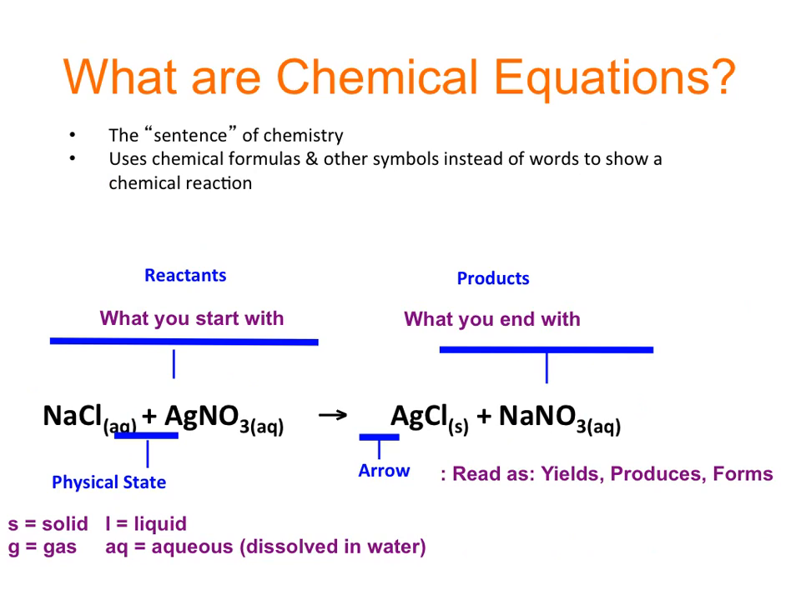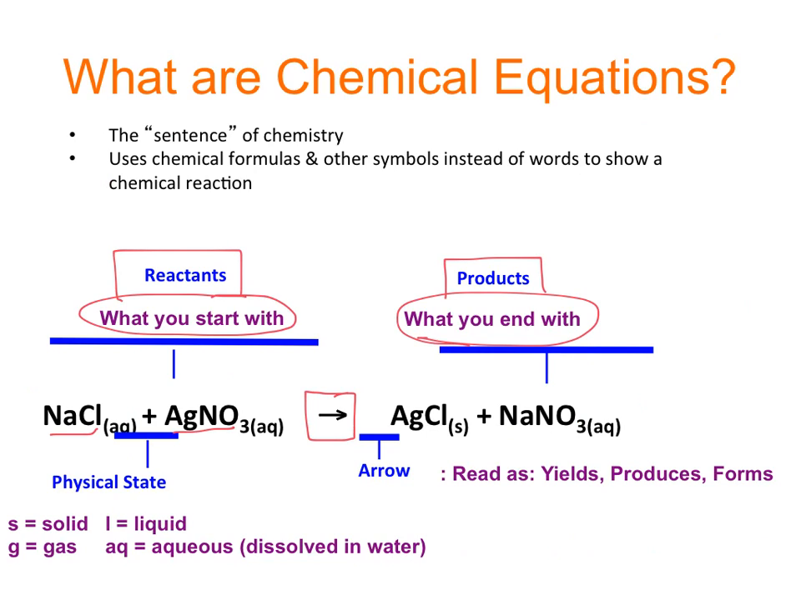If we take a look at the example on this page, you will notice this chemical equation has an arrow in it. That arrow is representative of a yield sign, and what it does is it separates the starting substances, which are called the reactants, in this case sodium chloride and silver nitrate, with the new substances being formed, which are called the products, in this case silver chloride and sodium nitrate.